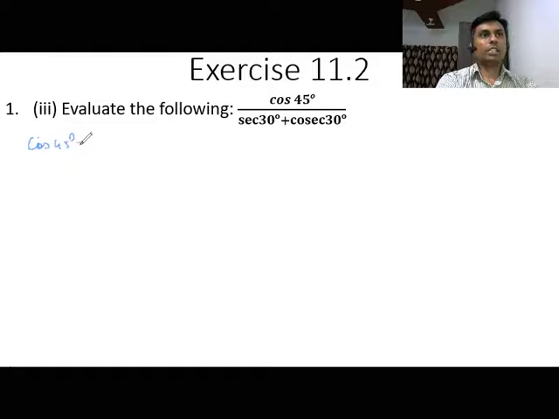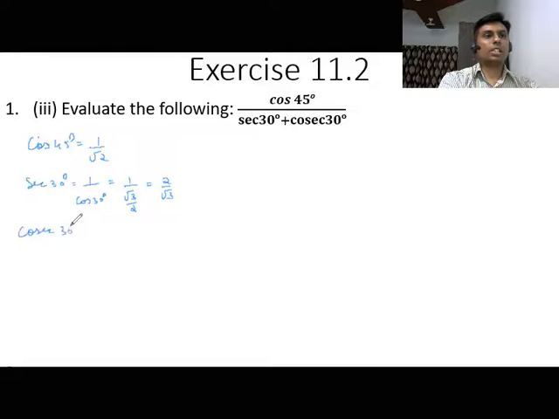So first we'll write down the trigonometric values of these angles. Cos 45 degrees is 1 by root 2. Secant 30 degrees. Secant is 1 by cos, correct? 1 by cos of 30 degrees. That is 1 by, what is cos 30? Cos 30 is root 3 by 2. So this will become 2 by root 3. Secant 30 degrees is 2 by root 3.